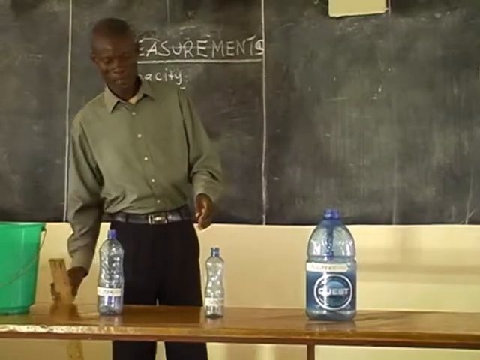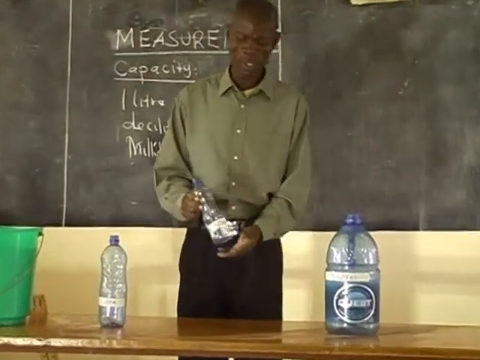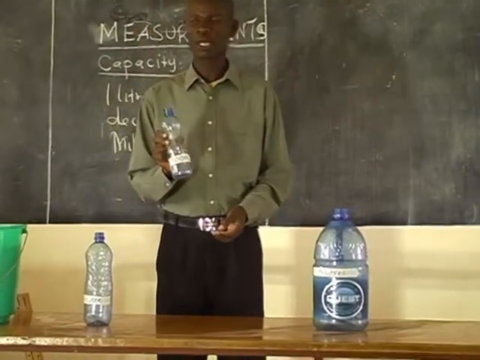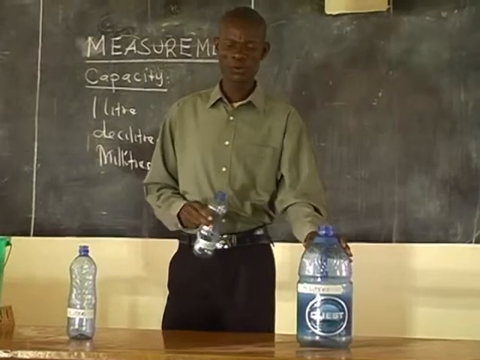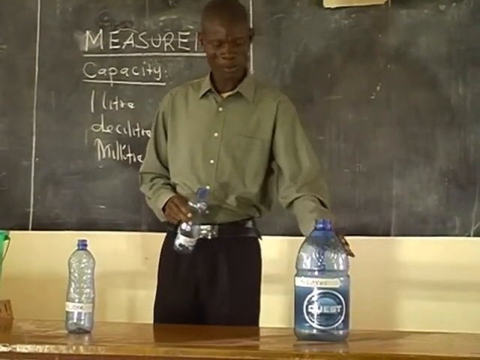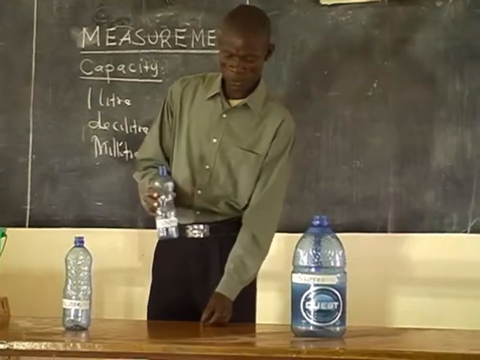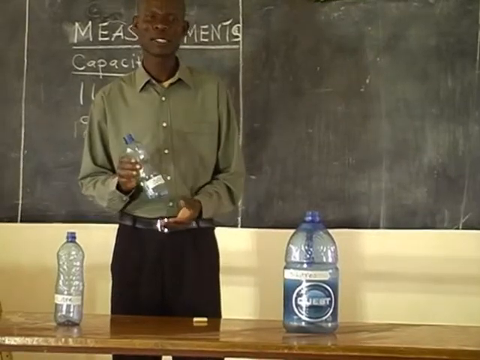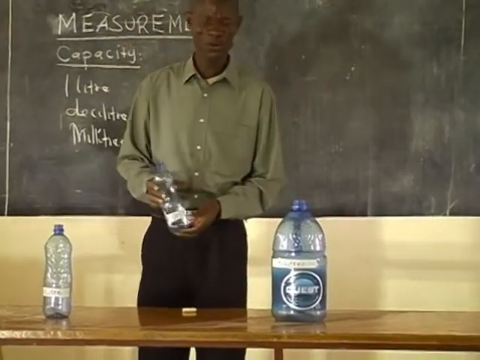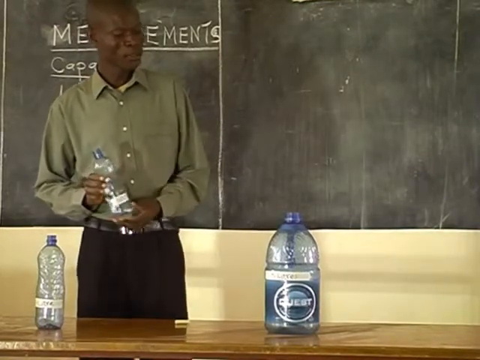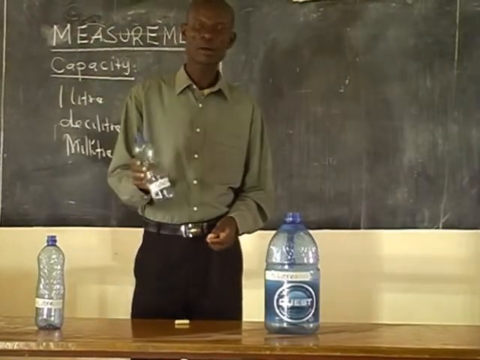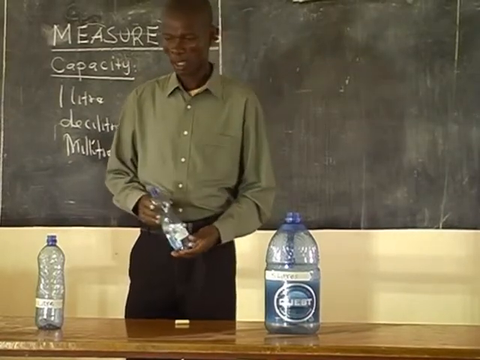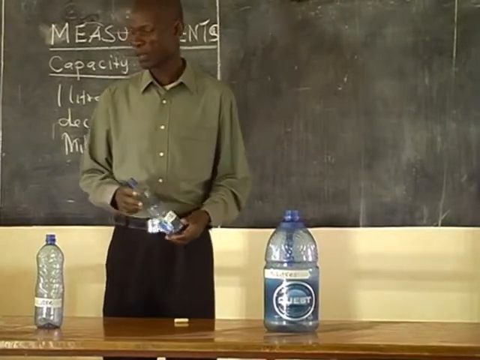Now, we want to see that if you are going to use a 500 milliliter container, then how many of these containers can be used to fill this container? So we want to confirm that. To do that, you need to take this small container, fill it with water, then the water will be transferred into a bigger container. As we do that, we will be counting how many of these containers will be able to fill the bigger container. So as I'm going to do that, you can start counting with me.